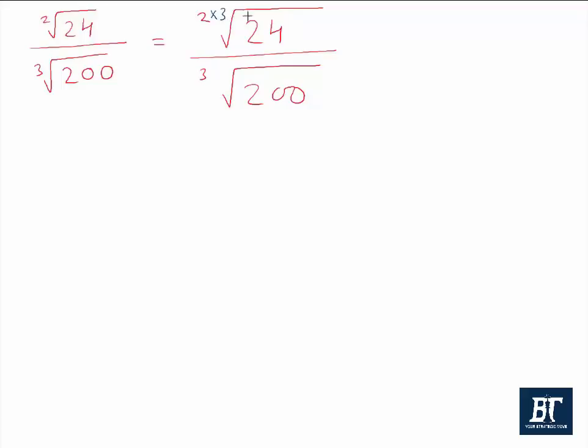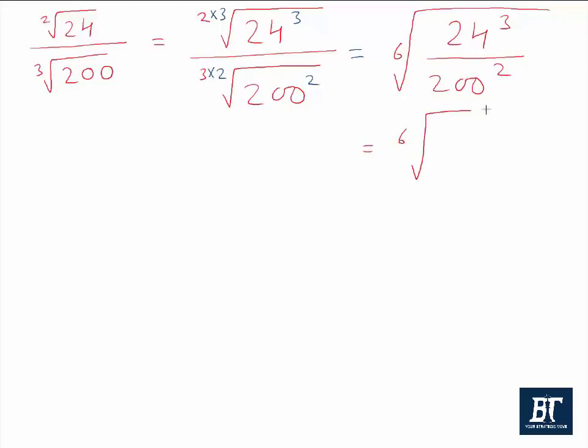So this I need to bring to 6, and this also I need to bring to 6. So I'll take cube and then square here. Now since the orders are the same, which is 6, I can take this as a whole 6th root of 24 cube divided by 200 square. If I simplify this, I will get the 6th root of 216 divided by 625.